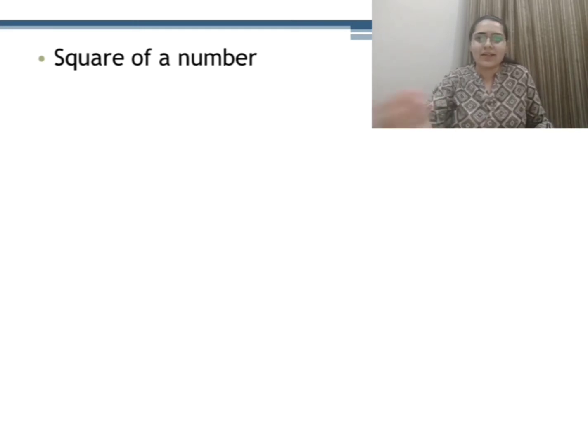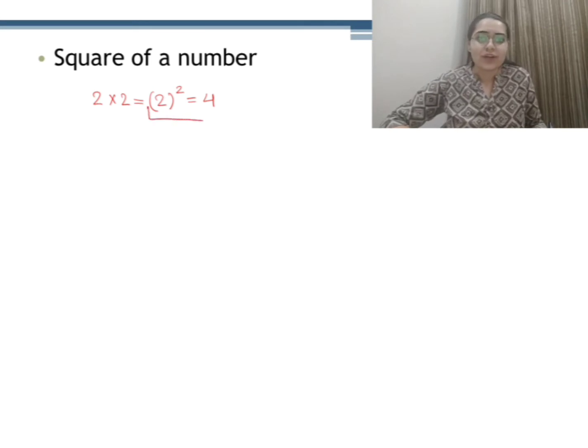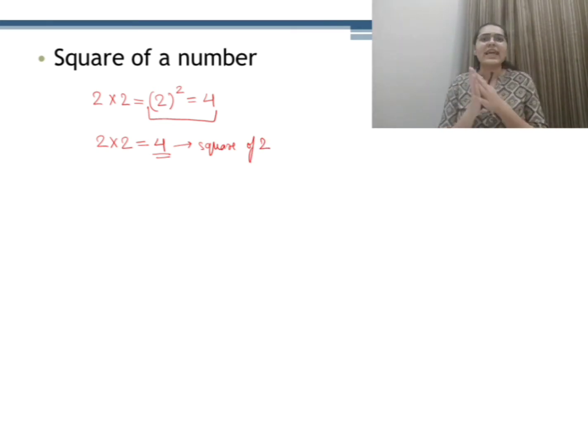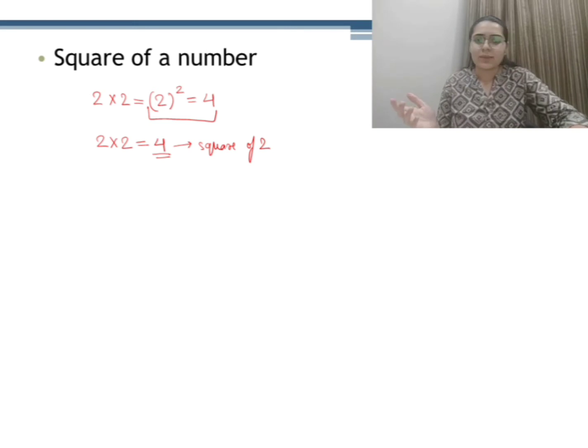We all know that if a number is multiplied by itself, we write it as 2 to the power 2, which is obviously 4. So this is called square of a number. That means when a number is multiplied by itself one time, then the result is called square of that number. So here we can say that 4 is square of 2. Very simple. Similarly, if we take any number in this world, we multiply that number by itself, we get the square of the number. Now let's go one step ahead.